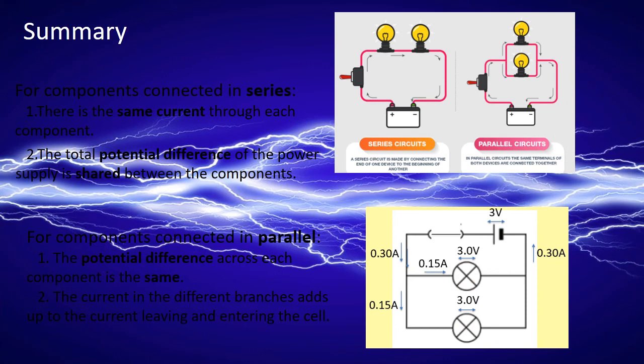I'll leave you with a summary then. So we've got a diagram of the 2 types of circuits. Probably the most important thing: for components connected in series, the current's the same everywhere. It's the same through each component, but the potential difference is shared between the components. And then the parallel circuit, the potential difference across each of them is the same, but the current branches out and then adds back up again.